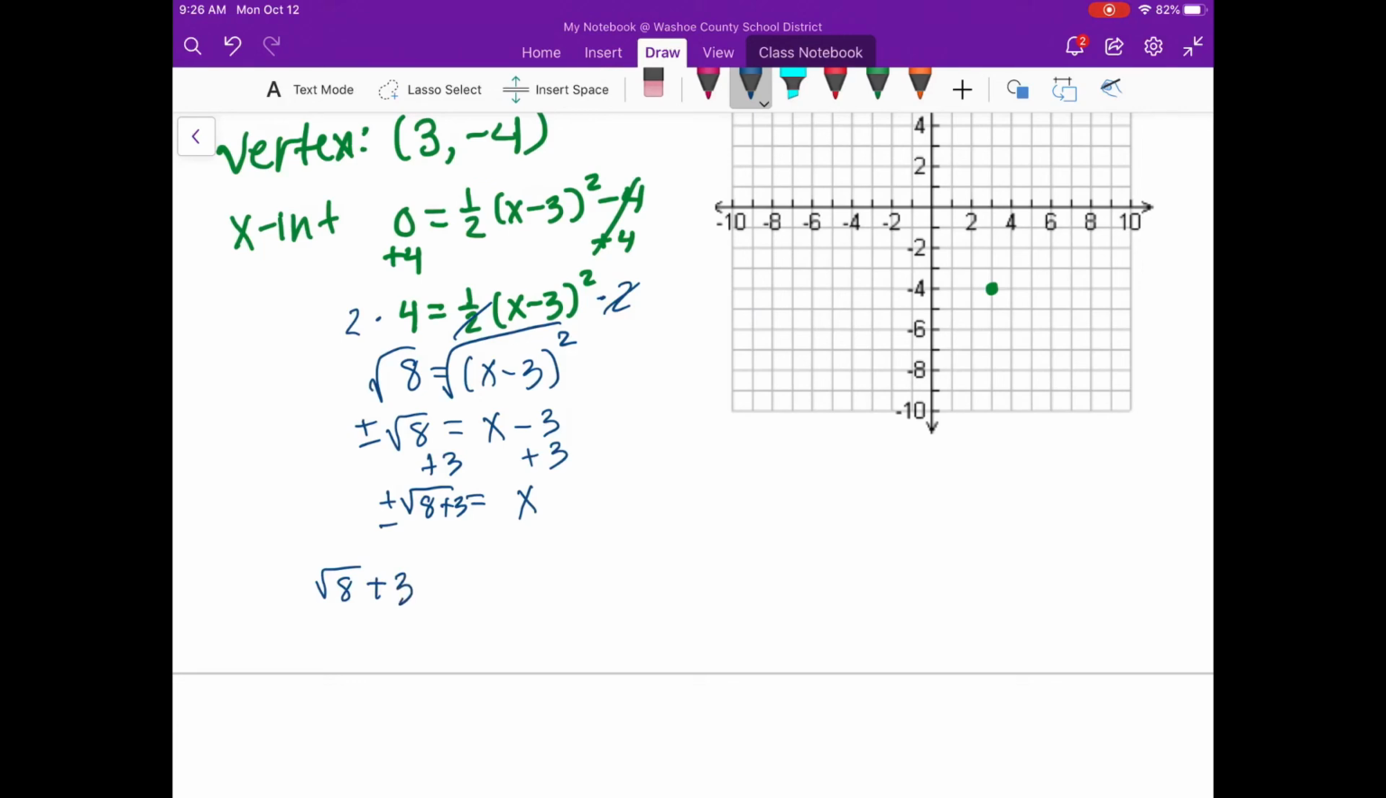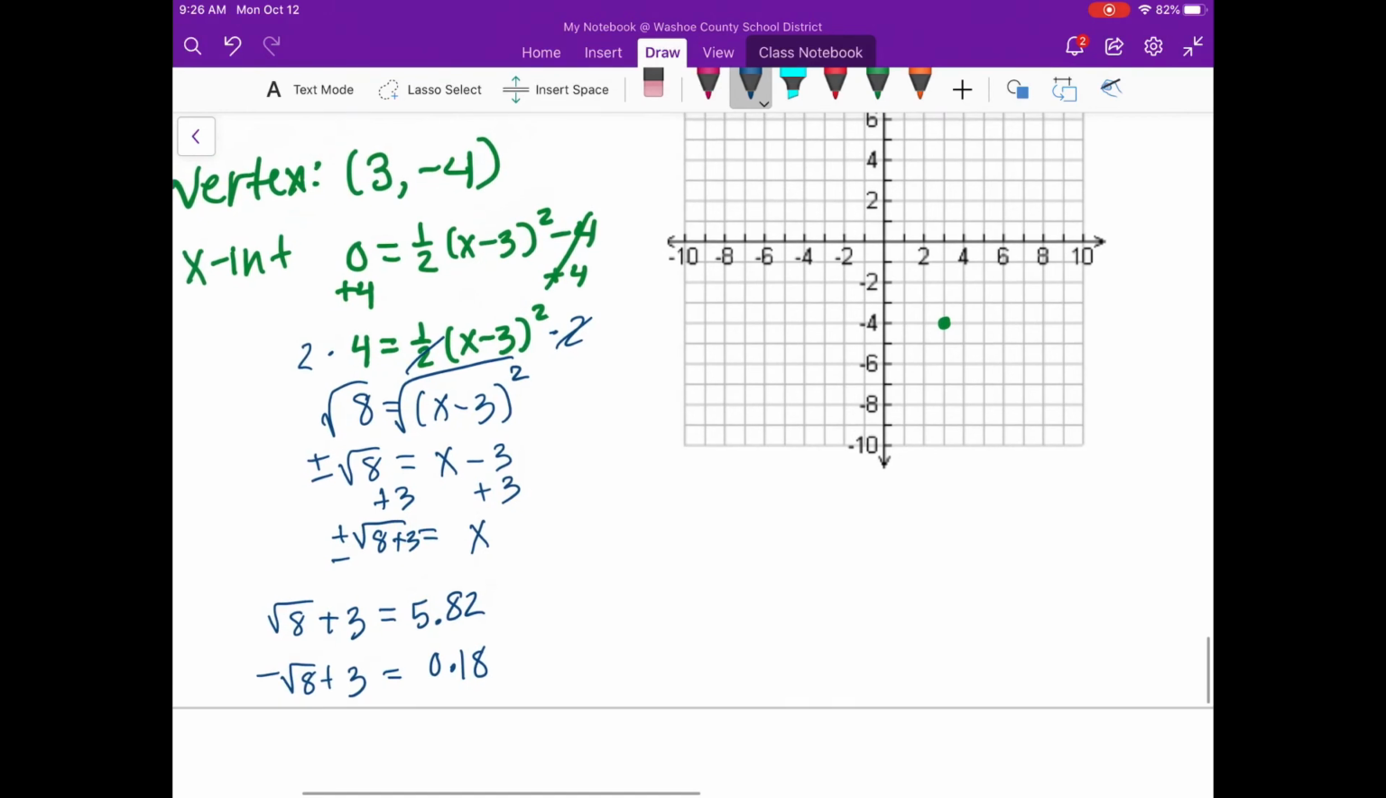So when I do the positive square root of 8 plus 3, I get 5.82. And when I do the negative square root of 8 plus 3, I get 0.18. So I know these are decimals, they're not pretty, but we're just going to use what we have to estimate where the graph is crossing. So the 0.18 is going to be like right after the 0, like around there. 5.82 is closer to 6, so right there.